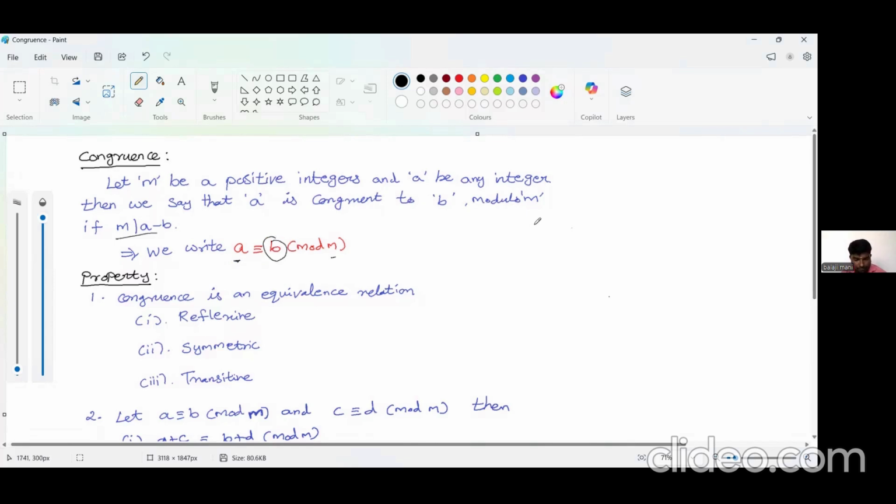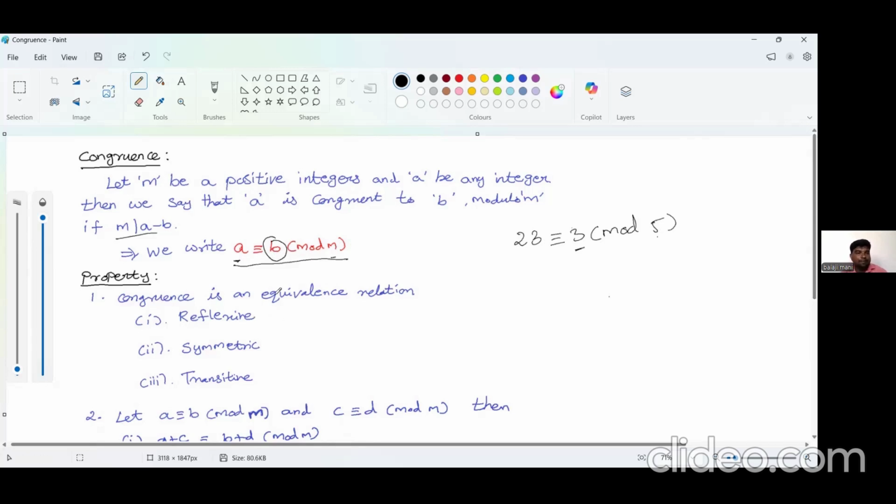For example, 23 ≡ 3 (mod 5). That means 23 divided by 5 leaves remainder 3. So that is the definition of congruence. Congruence is a different form of writing the remainder. The remainder can be written in the form a ≡ b modulo m.